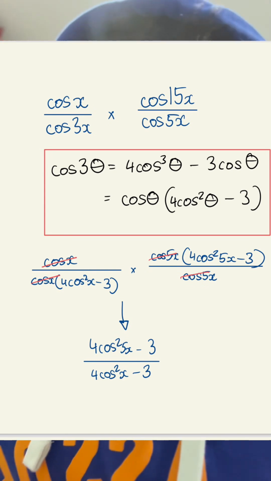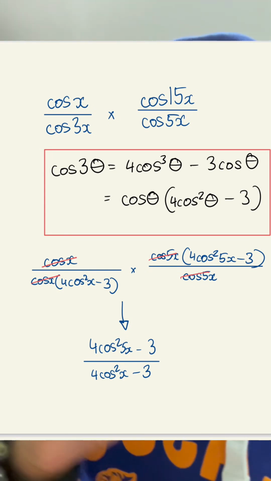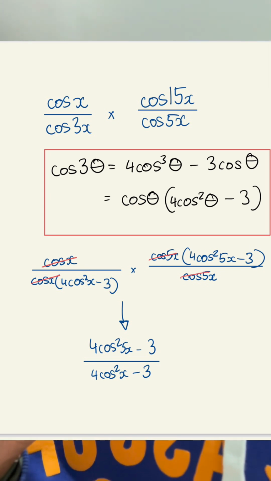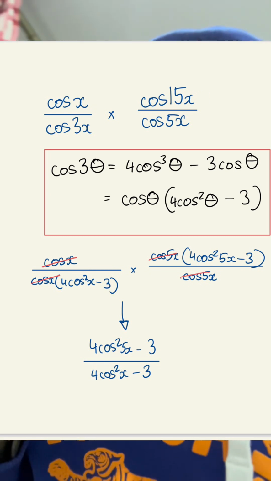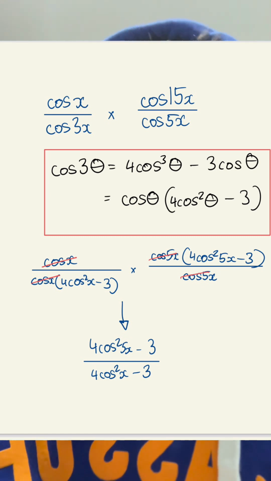Now, if you're coercive or toxic to your relationship partner, you're very familiar with this next step. Manipulation, specifically algebraic manipulation, because we're going to sub out the cosine function and do this for both fractions. Conveniently, you'll notice that the cosine x and the cosine 5x cancel each other out. We're now left with 4 cosine squared 5x minus 3 all over 4 cosine squared x minus 3.